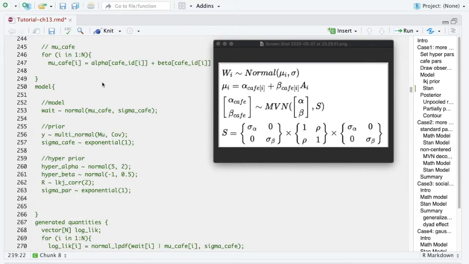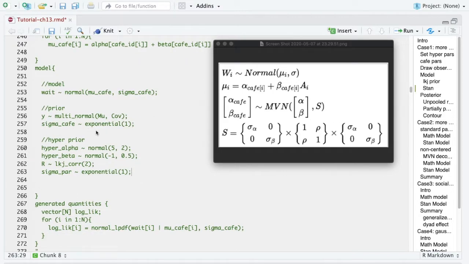In the model block, we can have everything together. The first line is the likelihood function for linear regression: wait time follows a normal distribution of mu cafe and sigma cafe. And then the prior for alpha cafe and beta cafe follows a multivariate normal distribution of mu and covariance. The y, mu and covariance matrix are defined in the transformed parameters block. And then sigma cafe follows exponential 1. In the last part, we just define the prior distribution for those hyperparameters.